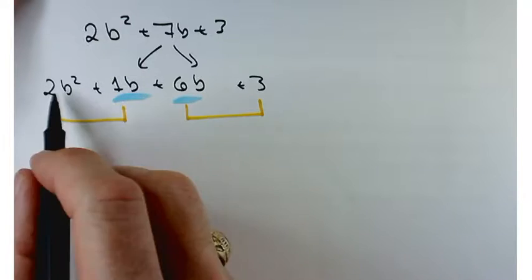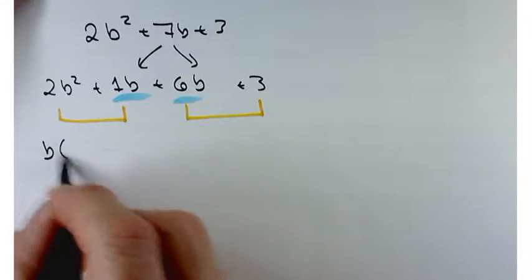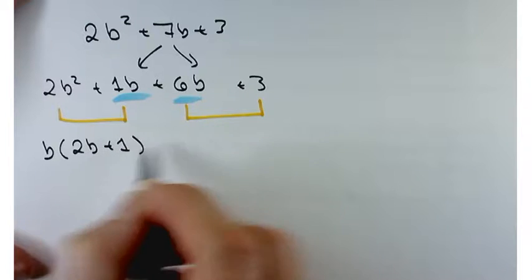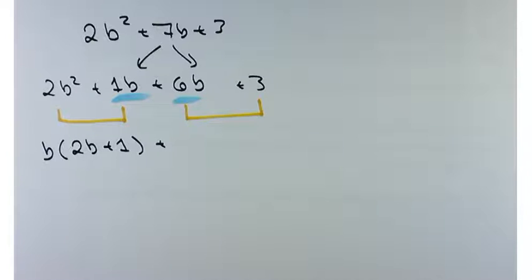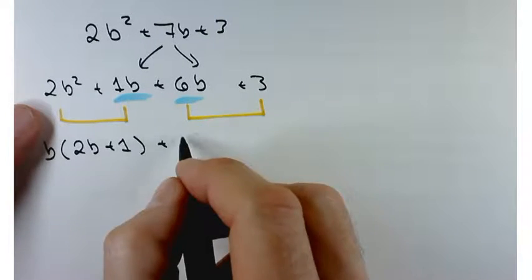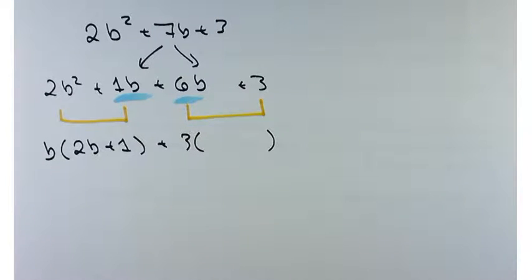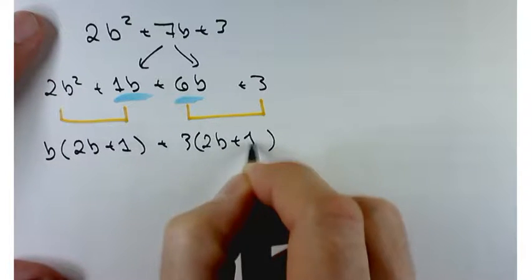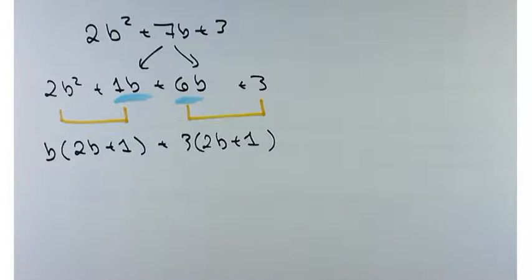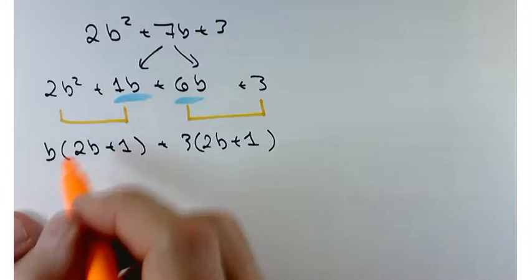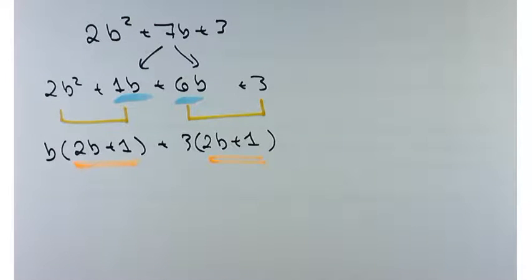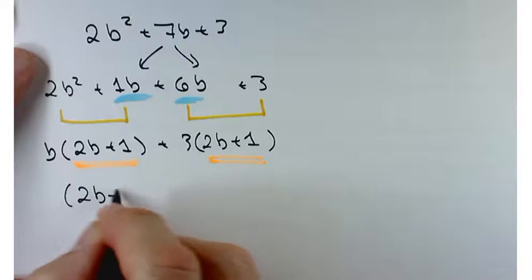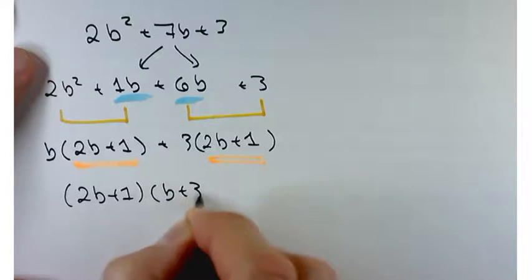I can factor out a b from this first pair. It leaves behind 2b plus 1. What can I factor out from the second pair? 3. George, if you factor out a b from the second pair, 2b plus 1. Good. Can I go any further? Yeah. Factor out the 2b plus 1. So 2b plus 1 times b plus 3.